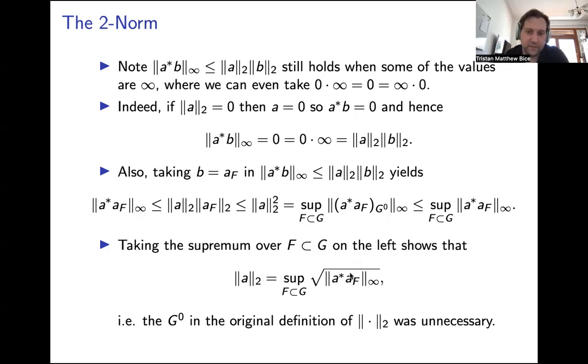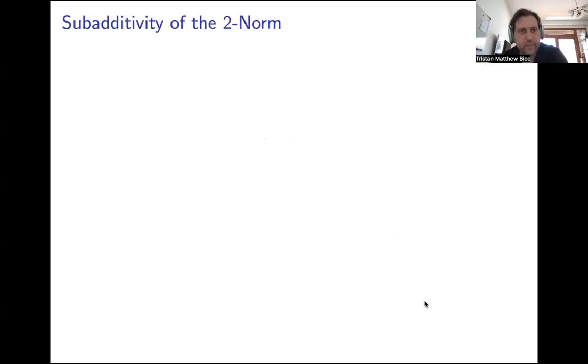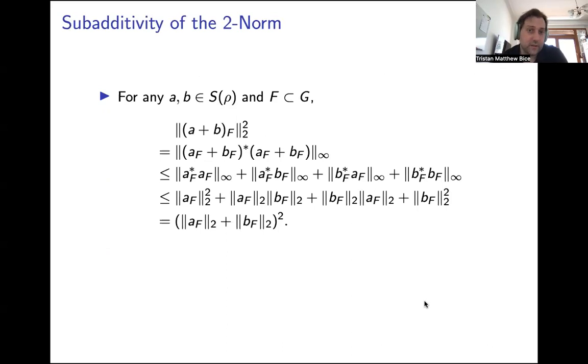Originally, at first you might think this is likely to produce something larger, like a larger kind of norm. But what we've shown is that actually no, you could delete the G0 and still this is a perfectly good expression for the 2 norm. So that will sometimes be convenient, to remove a few little brackets and restrictions. What about subadditivity?